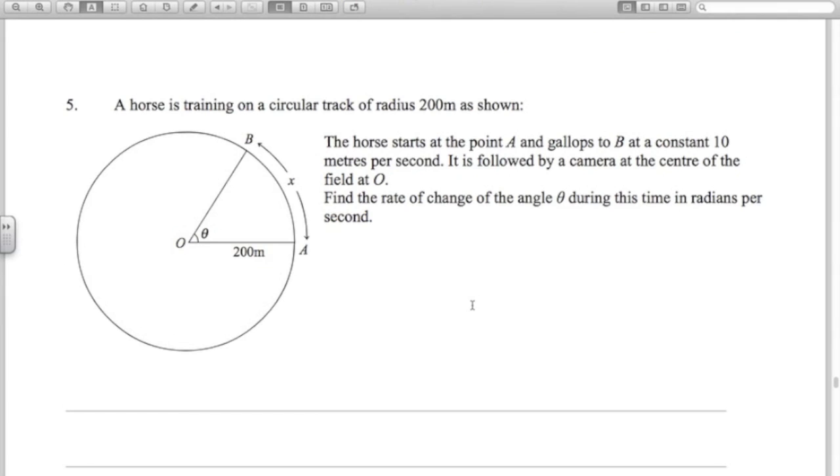Number 5 is dedicated to my mum, who took me to the races a lot when I was a young boy. So we've got a horse racing around a track, and we're looking at the rate of change of this angle here as the horse races around the track. I've seen other problems like this where a balloon is going up in the air and you've got a camera following the balloon, and what's the rate of change of the angle of the camera as the balloon rises. So these are very applicable kinds of problems.